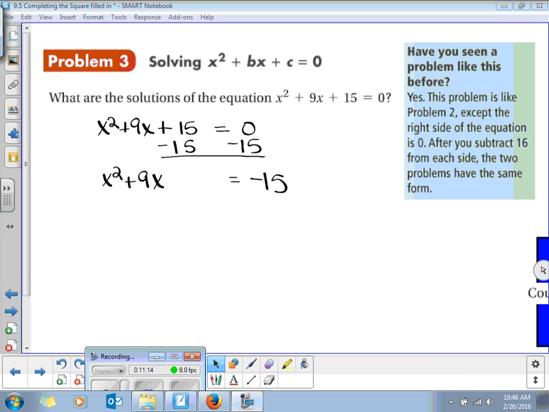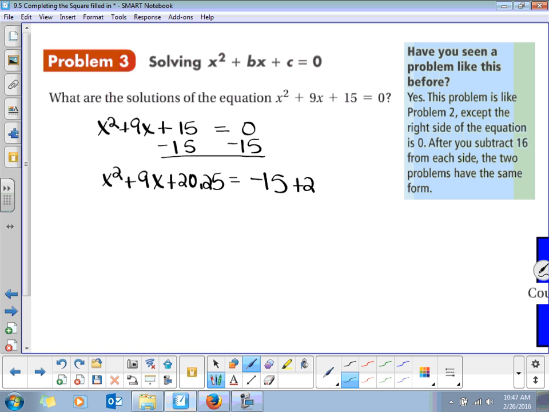Completing the square. There's my b. It's 9. Half of that is 4.5. 4.5 squared is 20.25. So if I add 20.25 to one side, I have to add it to the other side. So we've got x squared plus 9x plus 20.25 is equal to 5.25.